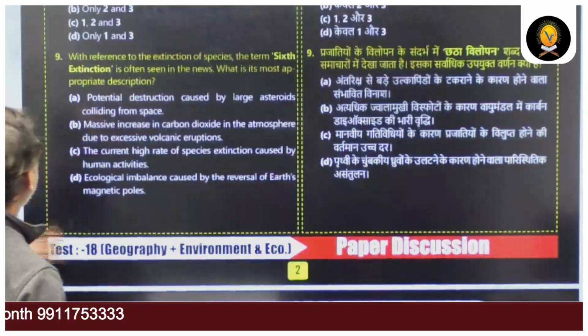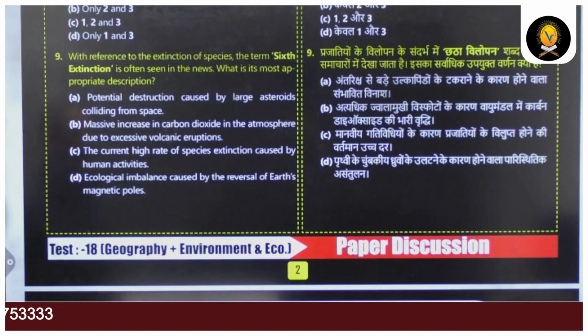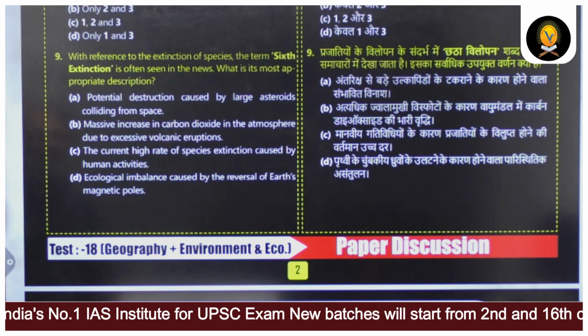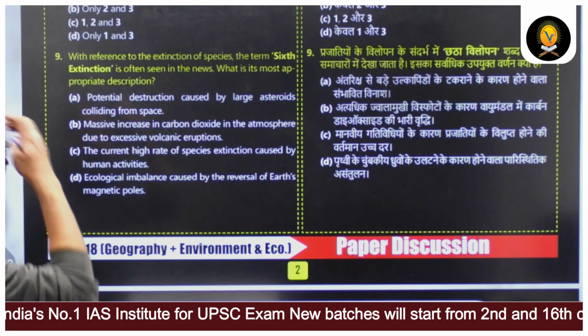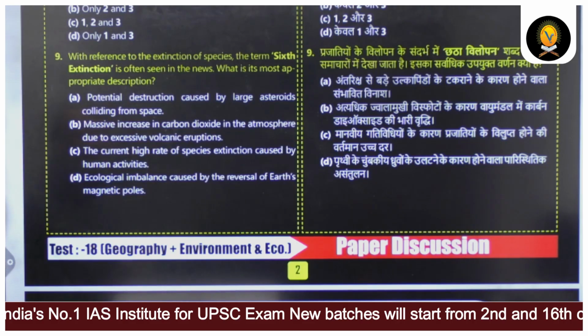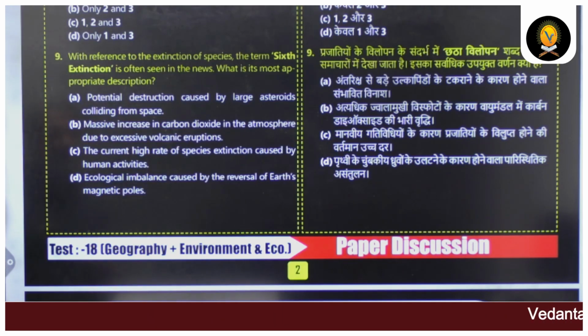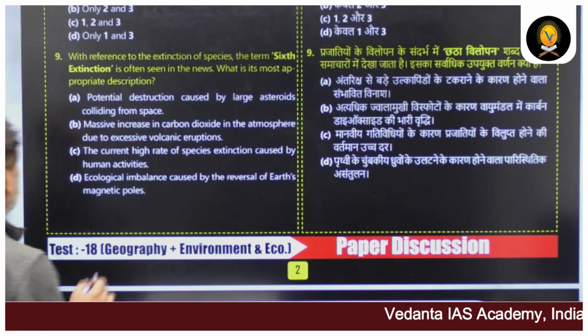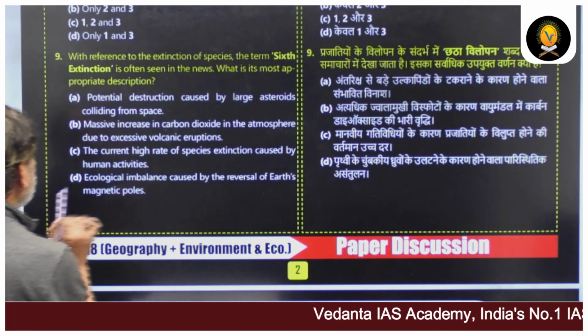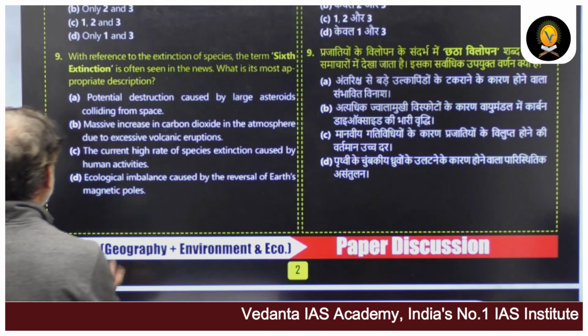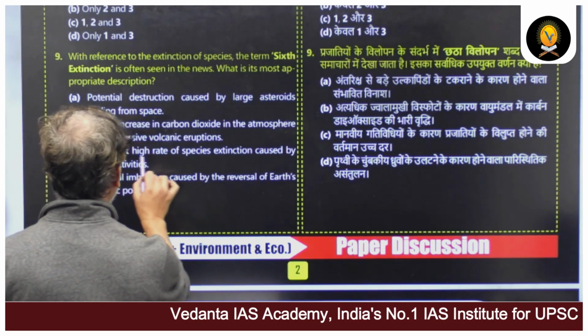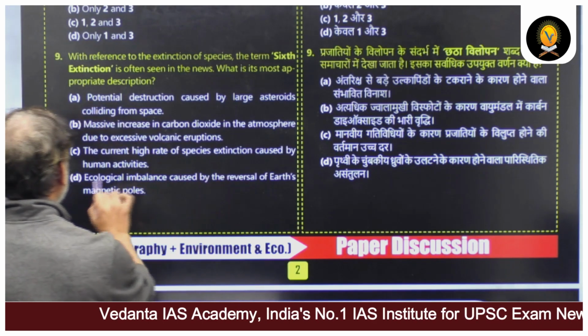With reference to extinction of species, the term sixth extinction is often seen in the news. What is the most appropriate description? Sixth extinction means human activity. If the extinction of species is taking place due to humans, that is called the sixth extinction. So, the correct answer is the current high rate of species extinction caused by human activities.